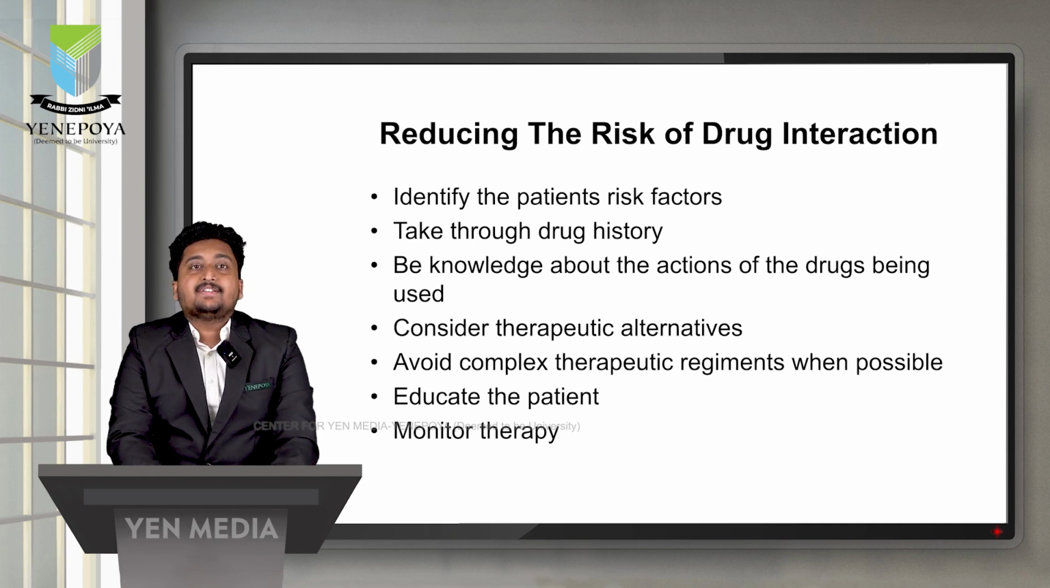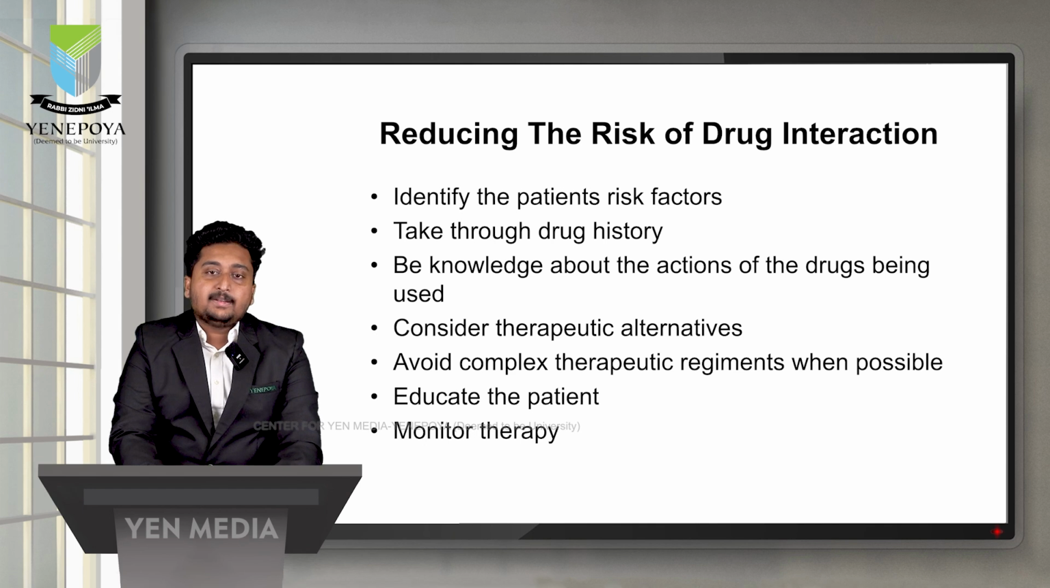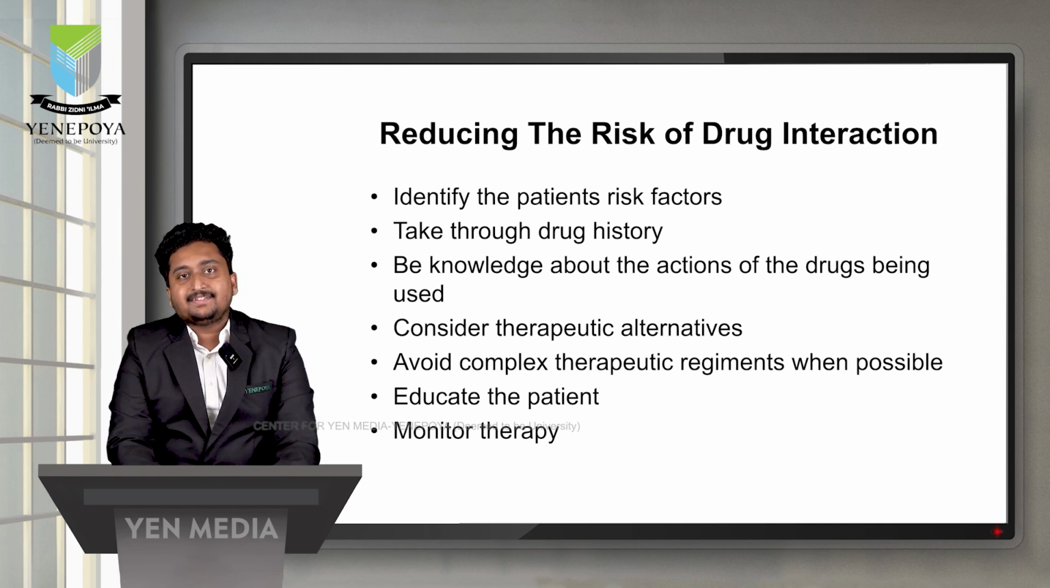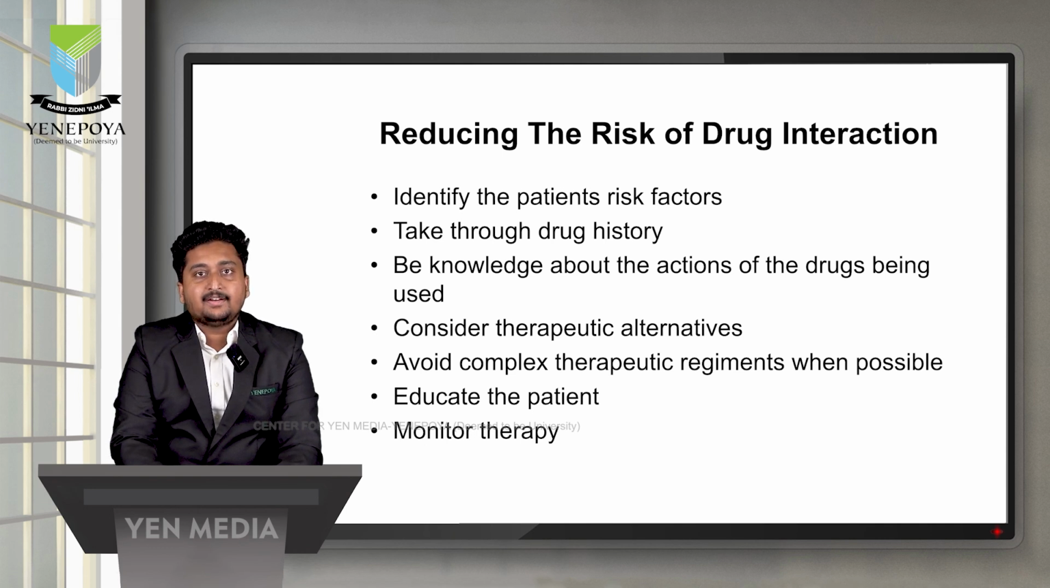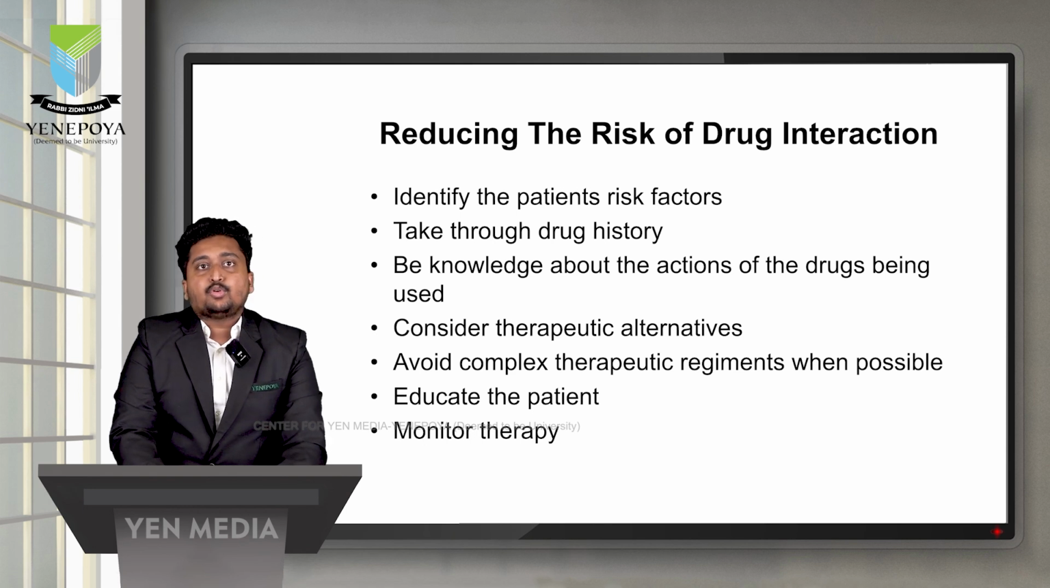Next, we should consider therapeutic alternatives. We have multiple options within the same drug class. Sometimes there could be drugs in the same class with a slightly different side effect or efficacy profile, which might be a much better option for the particular patient. So we need to consider all the patient-related factors and choose the drug accordingly. It might be in the same therapeutic class or a different one, but make sure that there are alternative options to the drug. Avoid complex therapeutic regimens whenever possible. Try to give as few drugs as possible.